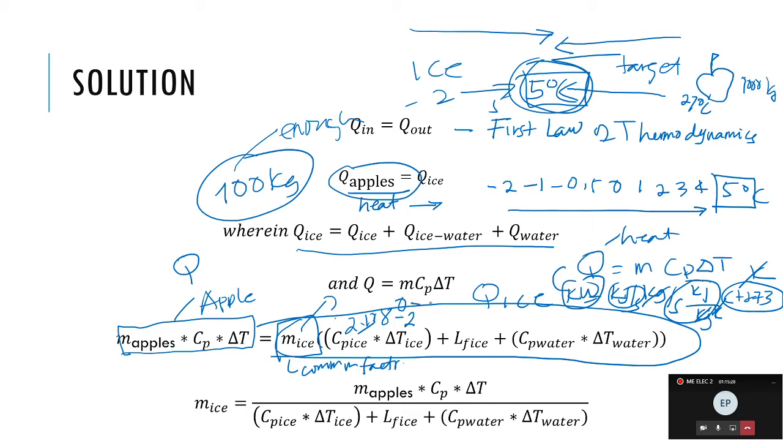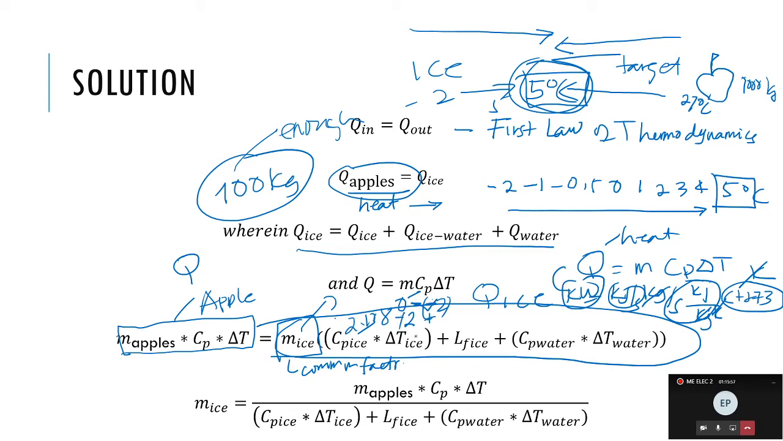0 minus, dahil delta nga, di ba? Higher minus lower, because we don't want negative. If we have negative, ibig sabihin, change lang yon ng direction, either given off or absorb, release or absorb yung heat. So 0 minus, higher temperature minus the lower. Lower is negative 2. Magiging negative is what?